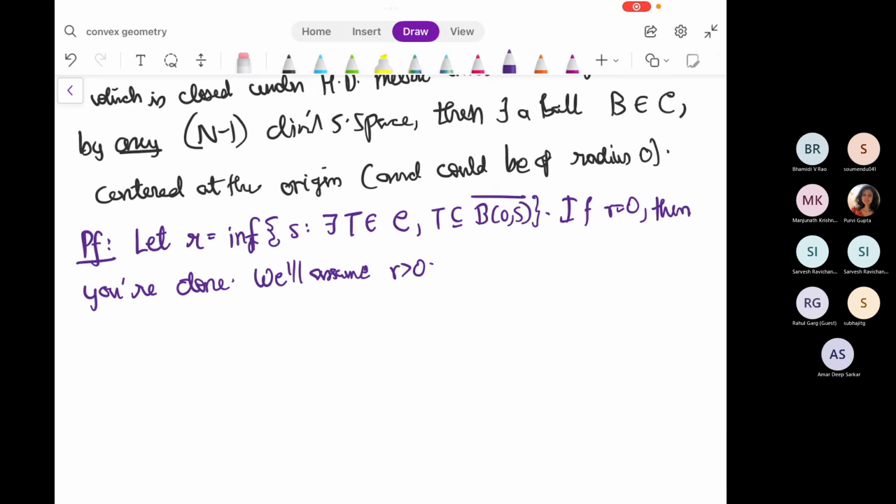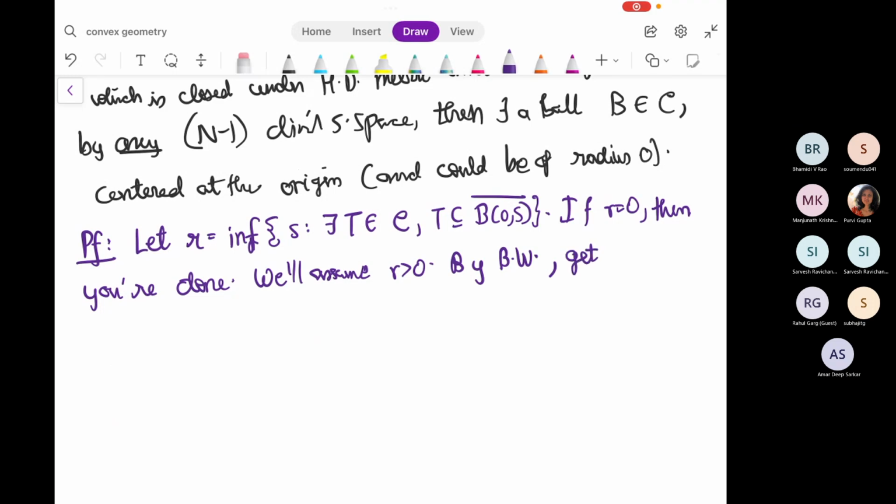And once R is greater than 0 and you consider a minimizing sequence, any such minimizing sequence will also then be inside a ball of significantly large radius, because any convergent sequence is a bounded sequence. So by the Bolzano-Weierstrass property, you can actually get a convergent sequence.